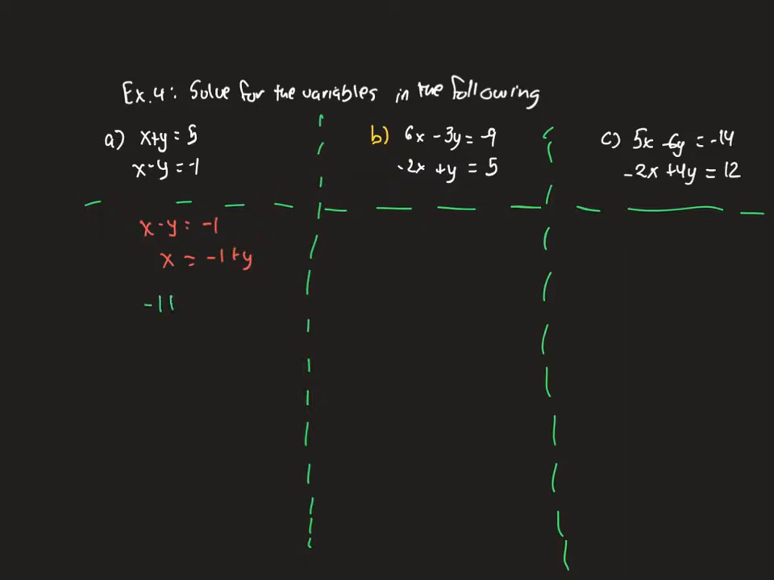So -1 plus y is equal to 5. So -1 plus an apple gives me 2 apples. 5, so 2y is 6, y is 3. Okay, so we're going to plug this y into either one, or you can plug it here. So x is equal to -1 plus 3, so x is equal to 2.